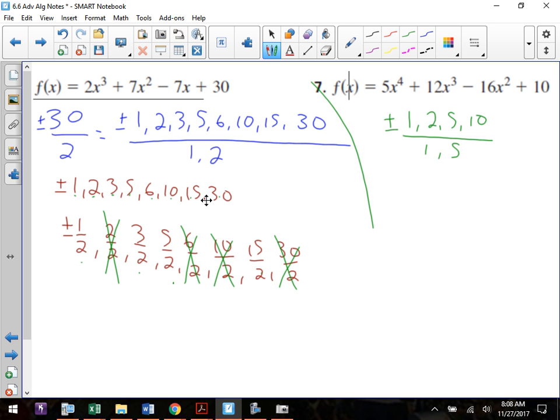So it's really just going to be, what is that? 1, 2, 5, 10. And then plus or minus 1/5, 2/5, because everything else is replaced. And that's kind of what you were saying, Andy. Can you just rewrite it like that? That's fine. Okay. Not terrible? Rational zeros, they're something.